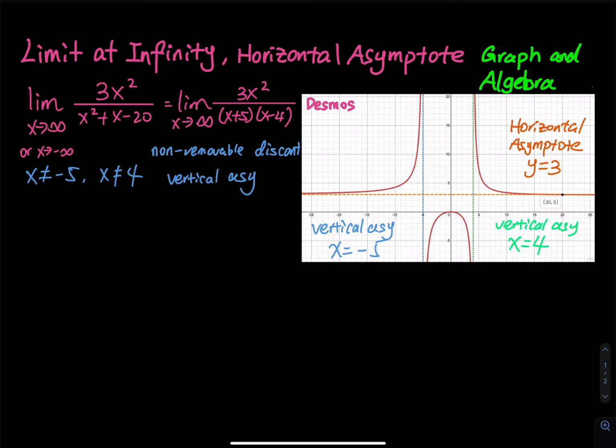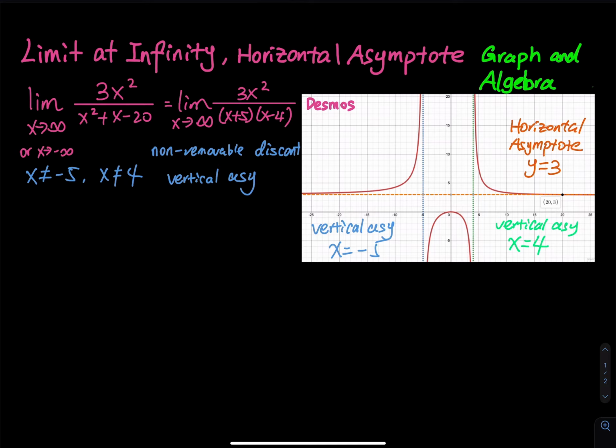How about the horizontal asymptote? Whenever you find a horizontal asymptote, you have to let x go to positive infinity or x go to negative infinity. So for this one, let's follow x goes to positive infinity. So what is the limit equal to? Here is how you evaluate the limit.